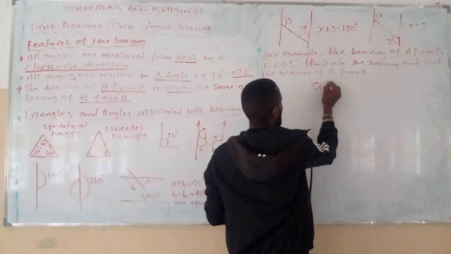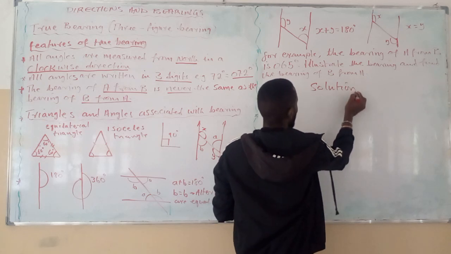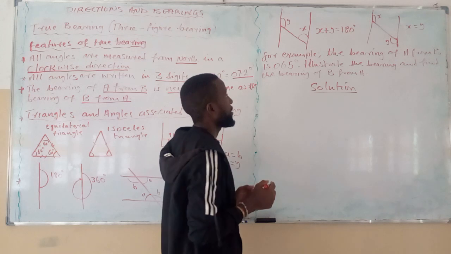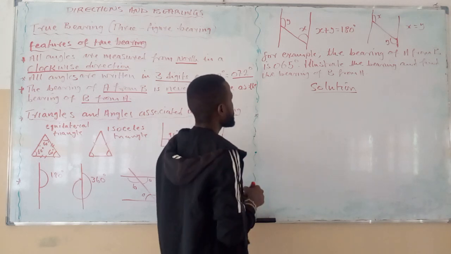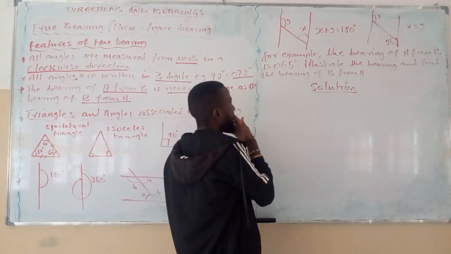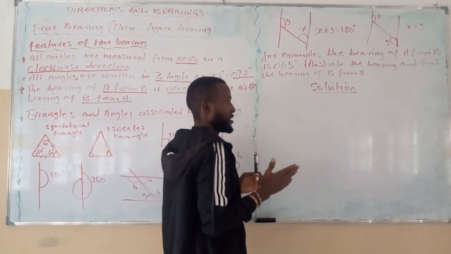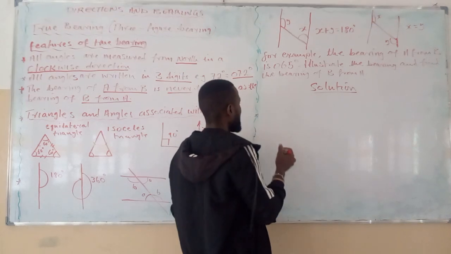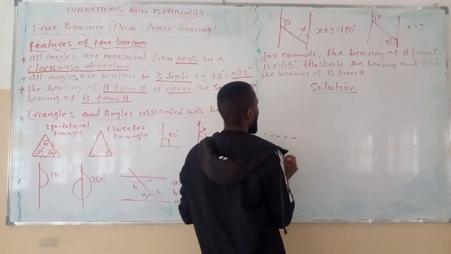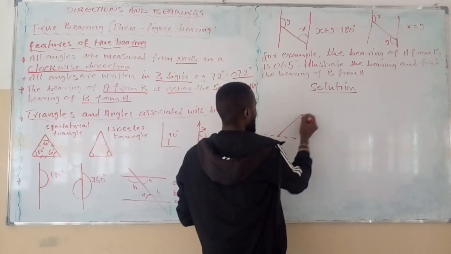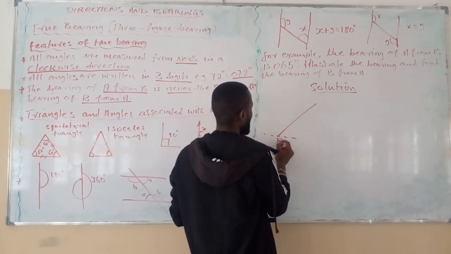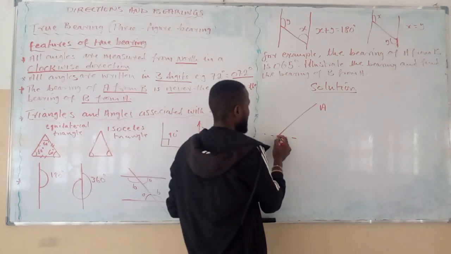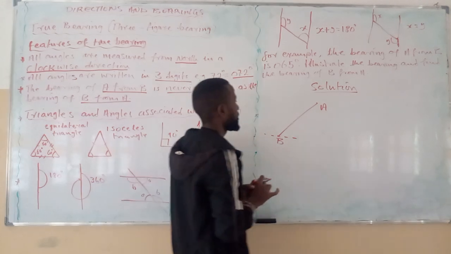Solutions. So we write solution here. Okay. So the first thing is to illustrate the bearing of A from B. A bearing always starts from the ground level. That is where it starts from. So let's say that this is my ground level, and this bearing we're talking about is from here to there. So let's say that this is my B, hence this will be my A. This point is my B, and this point is my A there.